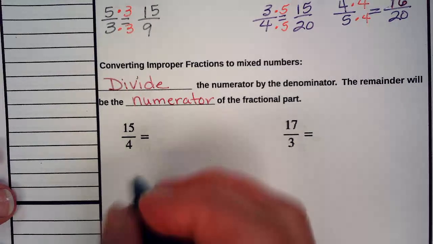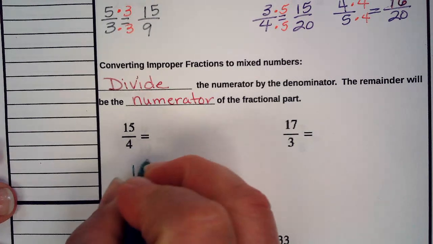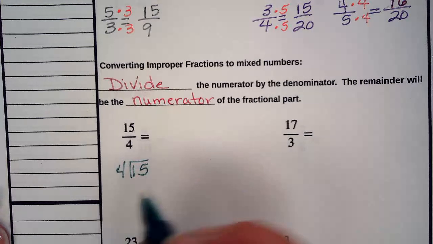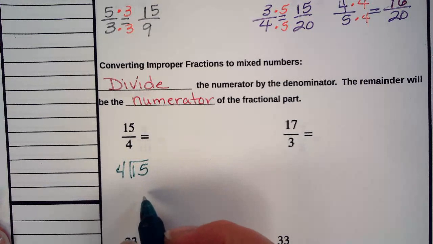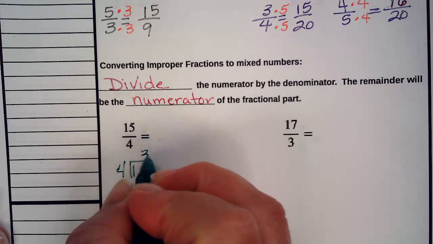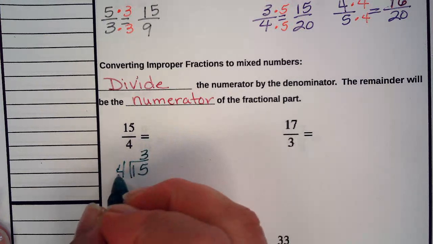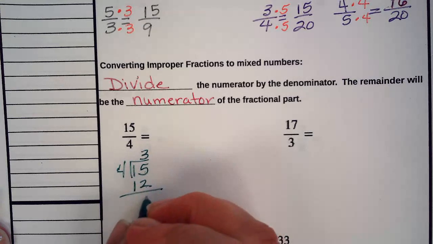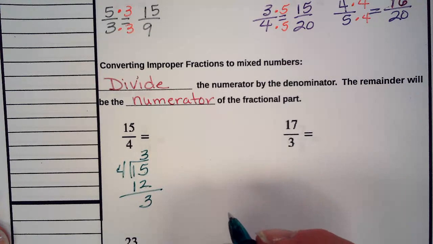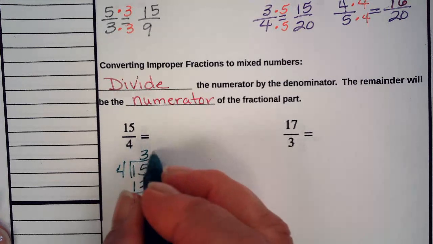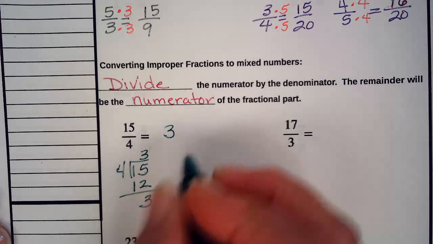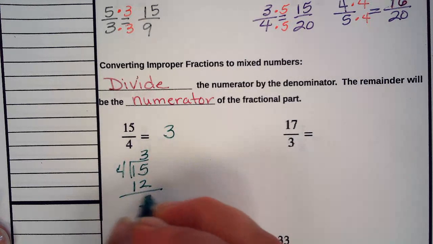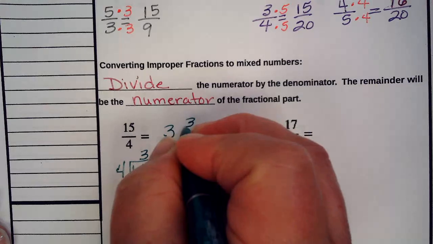So as I'm looking at number 1, 15 divided by 4. Well, if it was 16, it would go evenly into it 4 times, but it's not. It's 15, so I'm looking at 3. 3 times 4 is 12. 15 minus 12 is 3. 15 over 4. Here's our whole part, 3. Here's my numerator. And 3/4.